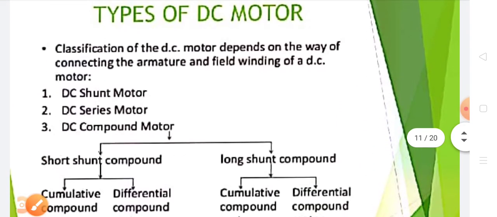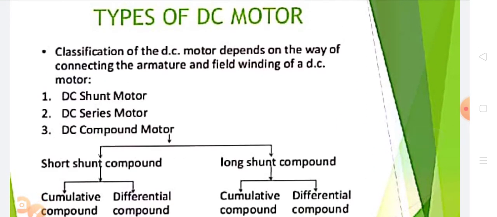Next, about the types of DC motor: you have already seen the types of DC generator. Similar to the DC generator, in the DC motor also you have three types of motor, that is shunt motor, series motor and compound motor.